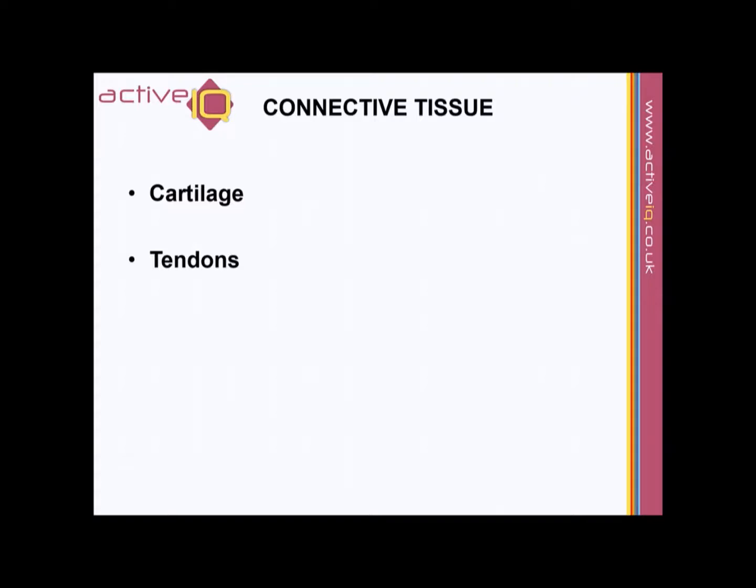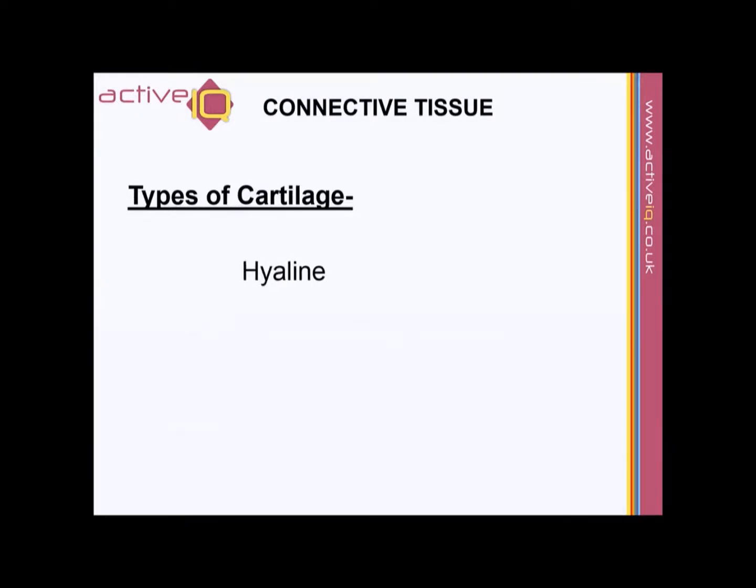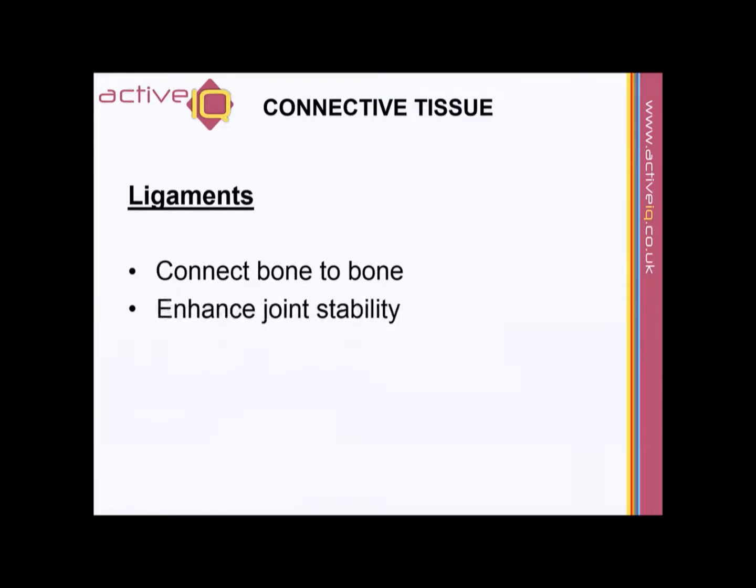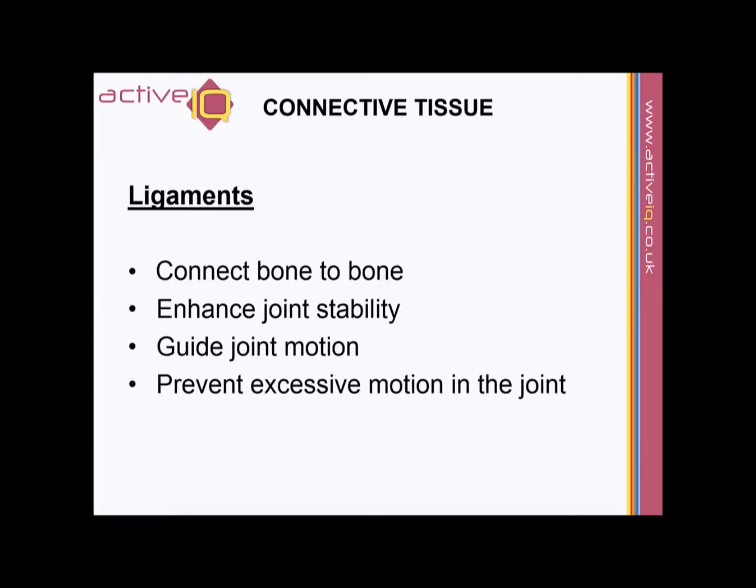Connective tissues are important around joints. So we have the cartilage that we just spoke about. Tendons and ligaments make up connective tissue. We have hyaline cartilage, elastic cartilage and fibrocartilage. First we're going to look at ligaments. Ligaments connect bone to bone, and they play a big part in structure. They enhance joint stability and they guide motion as well. They prevent any excessive motion in the joint.